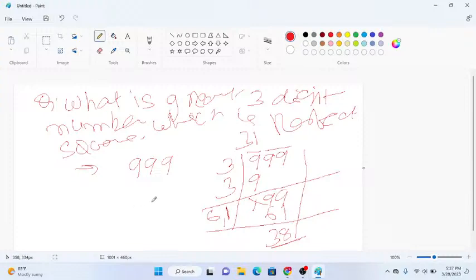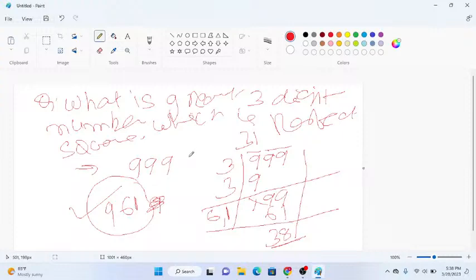So 9 minus 8 is what? 1. So we will write here 1. And 9 minus 3 is what? 6. And this is 9. So our correct answer is what? 961. So 961 is the greatest three digit perfect square number, and it is our correct answer. 999 is also an option, but it is not the correct answer. It is only the greatest three digit number.